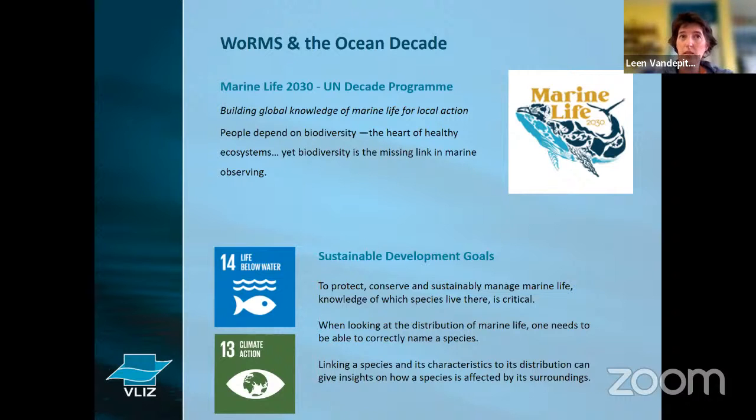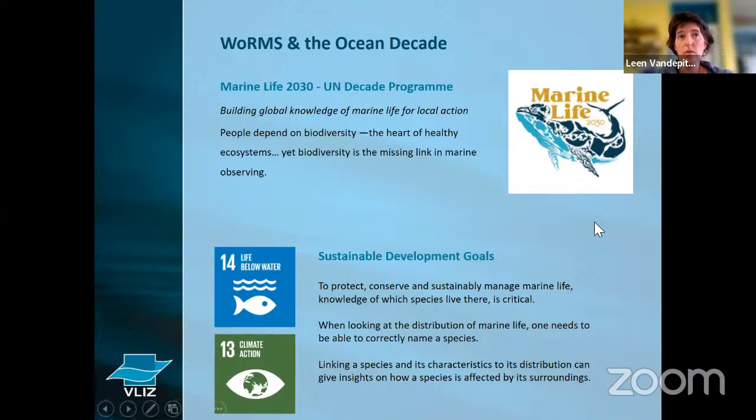And also when looking at the distribution of marine life, one needs to be able to correctly name a species, and linking a species and its characteristics to its distribution can also give valuable insights on how a species is affected by its surroundings.